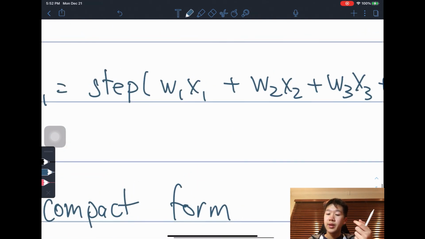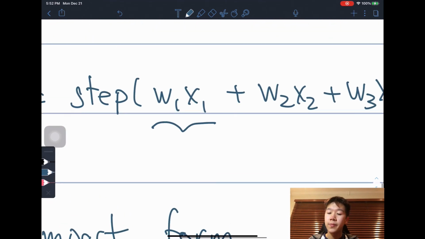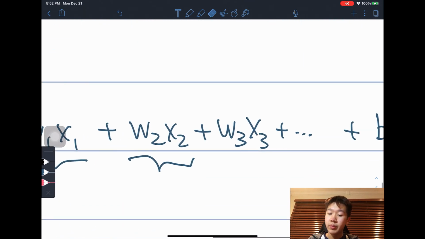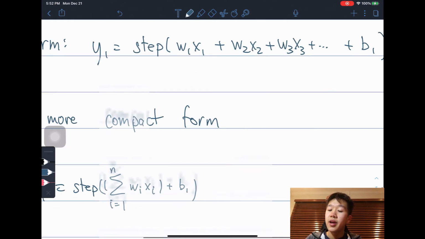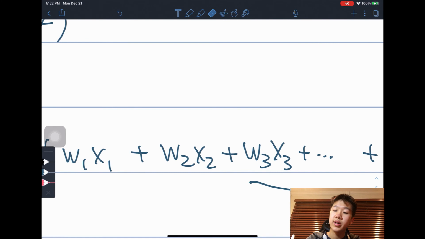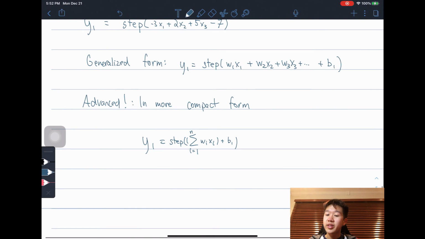So for example, when i is equal to 1, it will be w1 x1, and when i becomes 2, it will be w2 x2, and when i becomes 3, it will be w3 x3, and so on and so on, until it goes up to n. So in this case, n is 3, ending at w3 x3. And so we have looked at how neural networks work with multiple inputs. That's all. It's pretty easy.